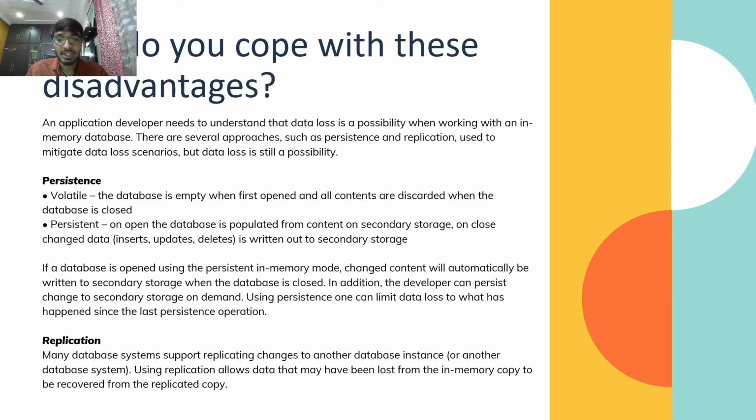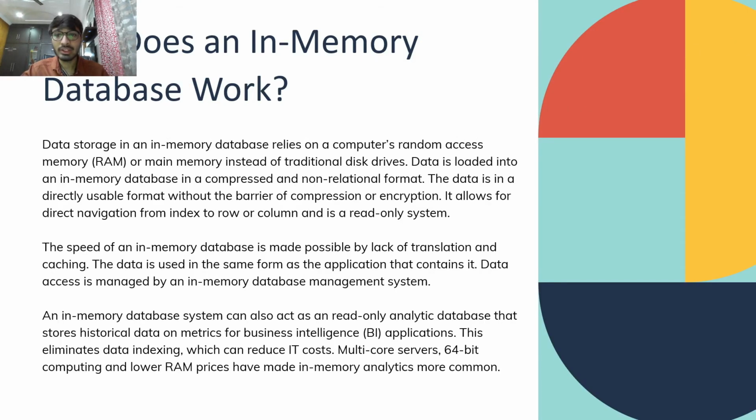Replication. Many database systems support replicating changes to another database instance. Using replication allows data that may have been lost from the in-memory copy to be recovered from the replicated copy. So how does an IMDb actually work? Data storage in an IMDb relies on a computer's random access memory or main memory instead of traditional disk drives.